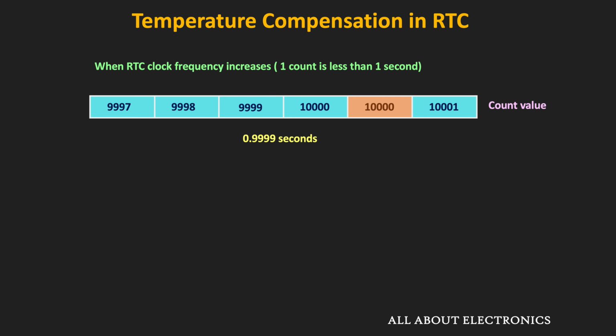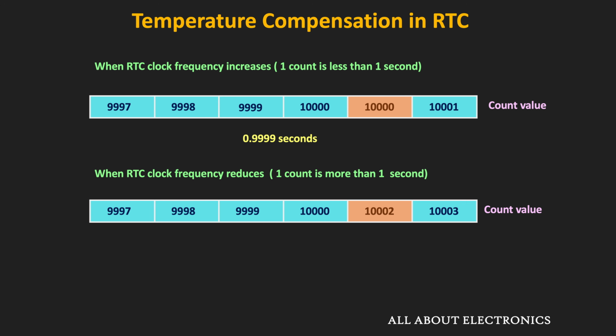Likewise, if the frequency of the crystal oscillator reduces, then the 1 count is more than the 1 second. Let's say now the 1 count is equal to 1.001 second. So now in the timekeeping register, when the count value reaches 10,000, it actually corresponds to 10001 seconds. In such a case, the timekeeping register can increment the count value by 1 after the 10,000 counts, and in this way it can compensate for the lost time. So in this way, it is possible to minimize the effect of the temperature.